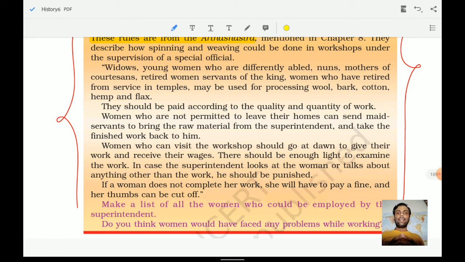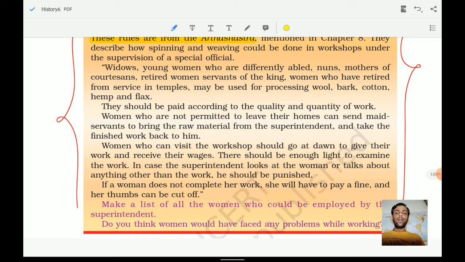So understand that if a woman is not allowed to go out, then she must have had some type of slave, and those slave women used to work for her. They used to go to the superintendent, who used to provide this type of work of wool, bark, cotton, hemp and flax. They used to collect it for the lady for whom they were working. They used to work on that thing, and after completing whatever work was assigned to them, they used to take it back to the superintendent, right? So this was the process.